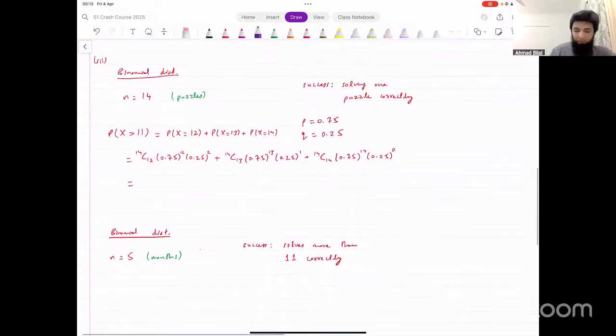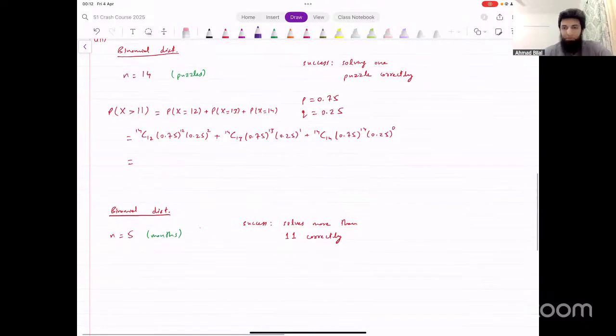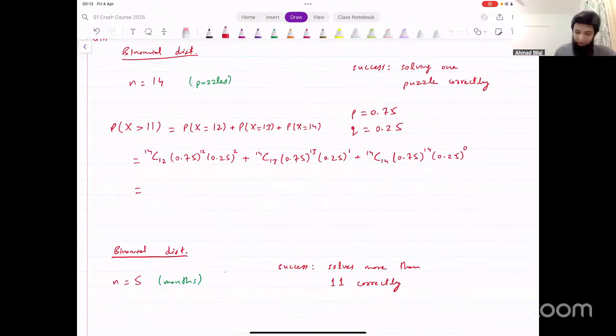0.281. We want more accuracy because this is not the final answer. We have to use this in another calculation now. So we want more accuracy. Okay, 2811. All right, so this turns out to be 0.2811. That's the probability that in 1 month, she solves more than 11 puzzles.